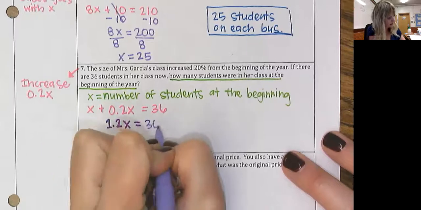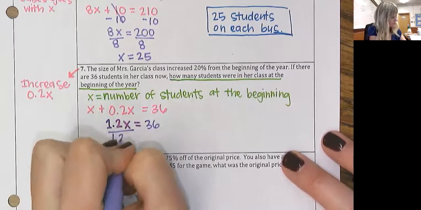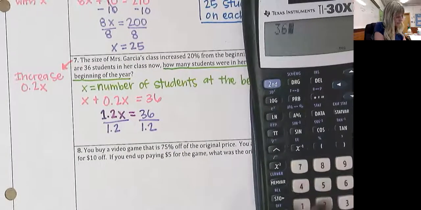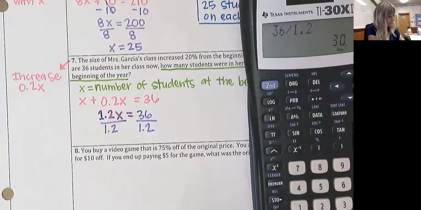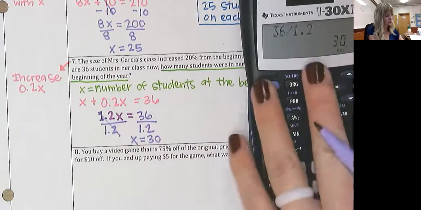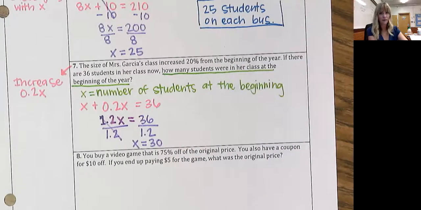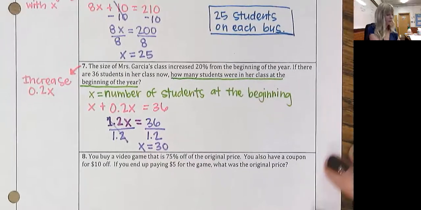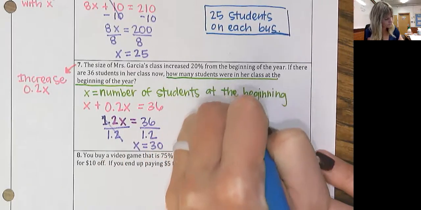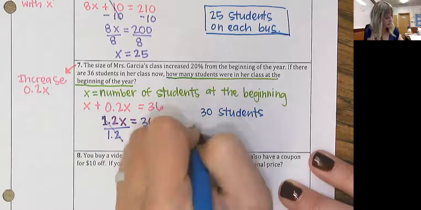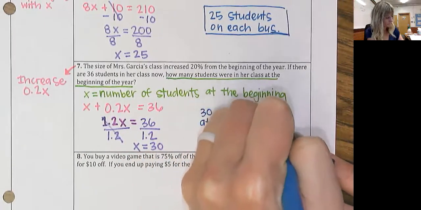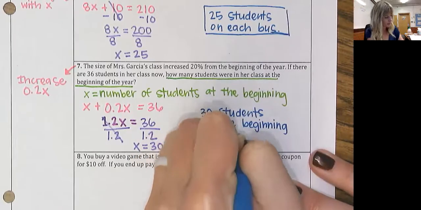1.2x equals 36. Divide by 1.2, divide by 1.2. You can type that in a calculator if you would like to. 36 divided by 1.2 is 30. That turns to 1, and our solution as an equation is x equals 30. And of course, we cannot forget our final step of relating that answer back to the question. 30 students, plural, at the beginning of the year.